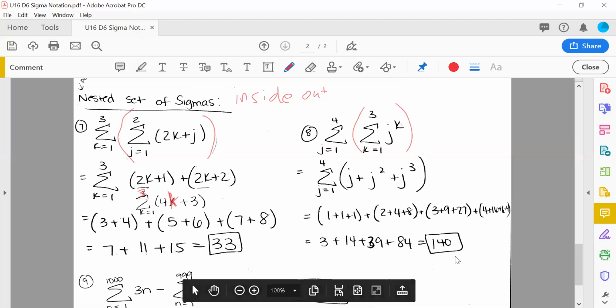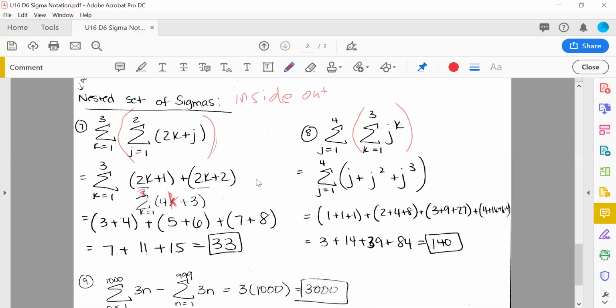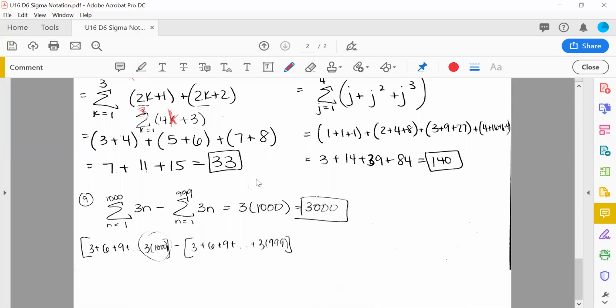So while a double sum might look intimidating, it's not. You could even do triple sums. Work your way from the inside out. Last but not least, number 9.